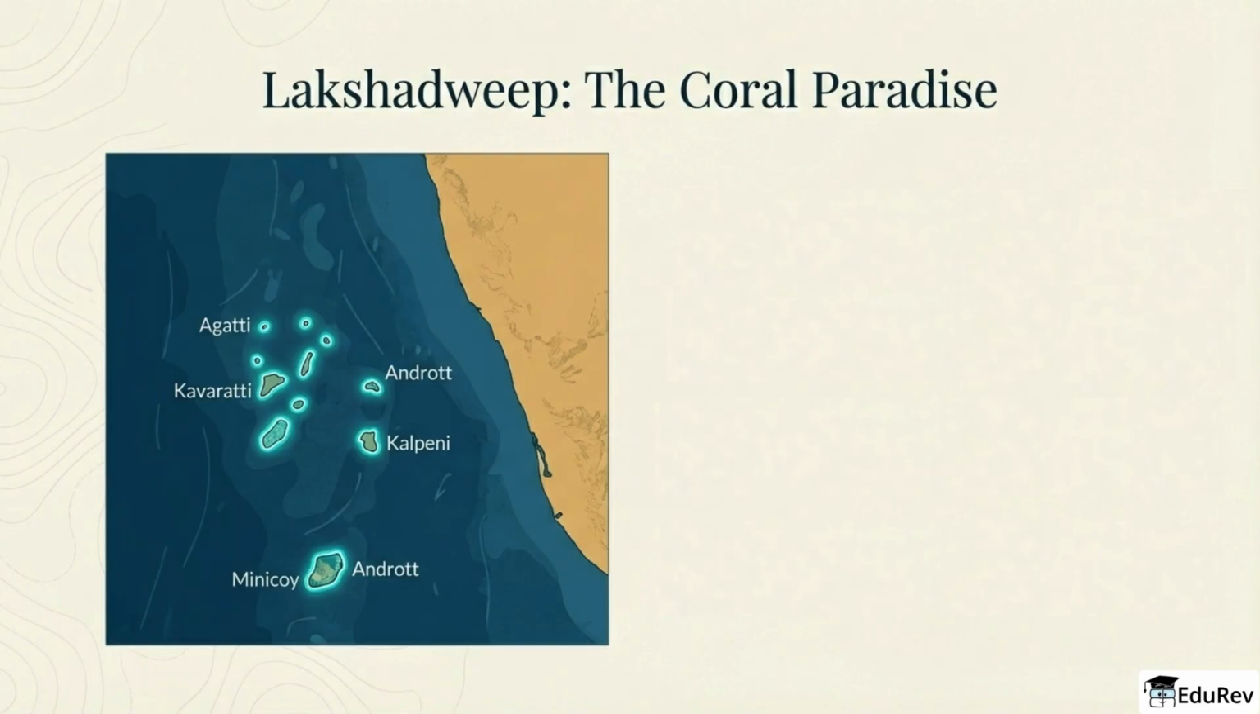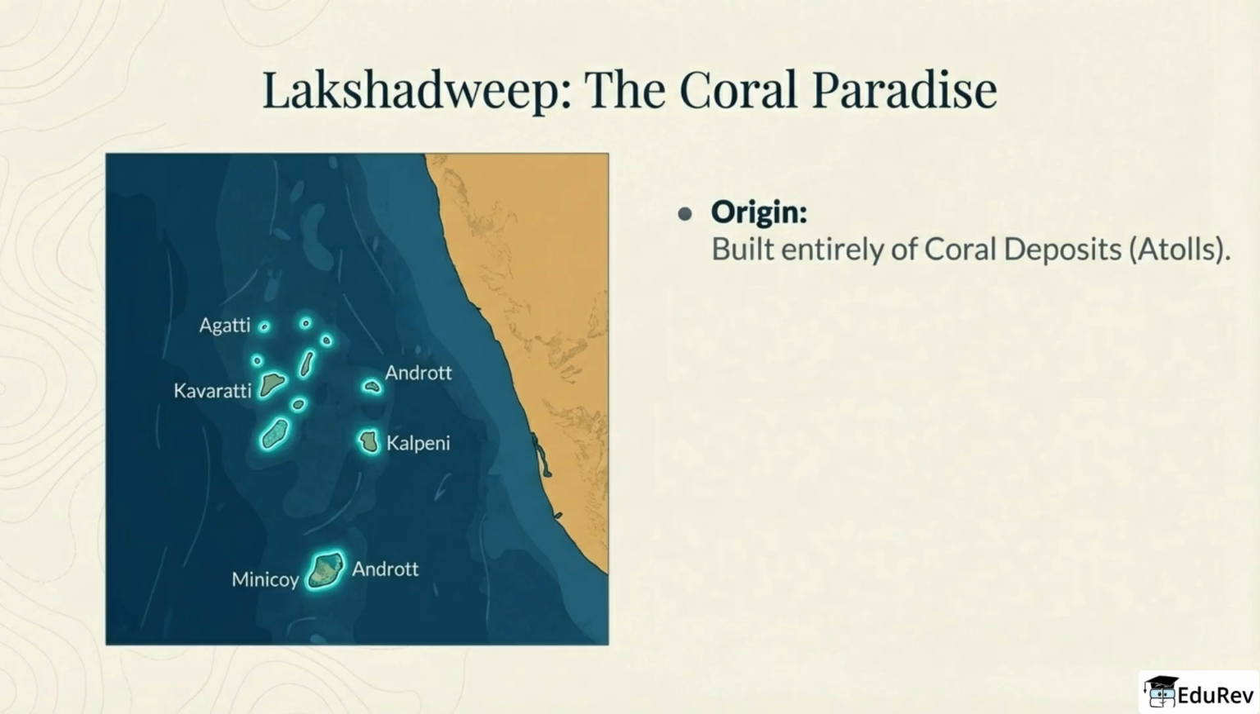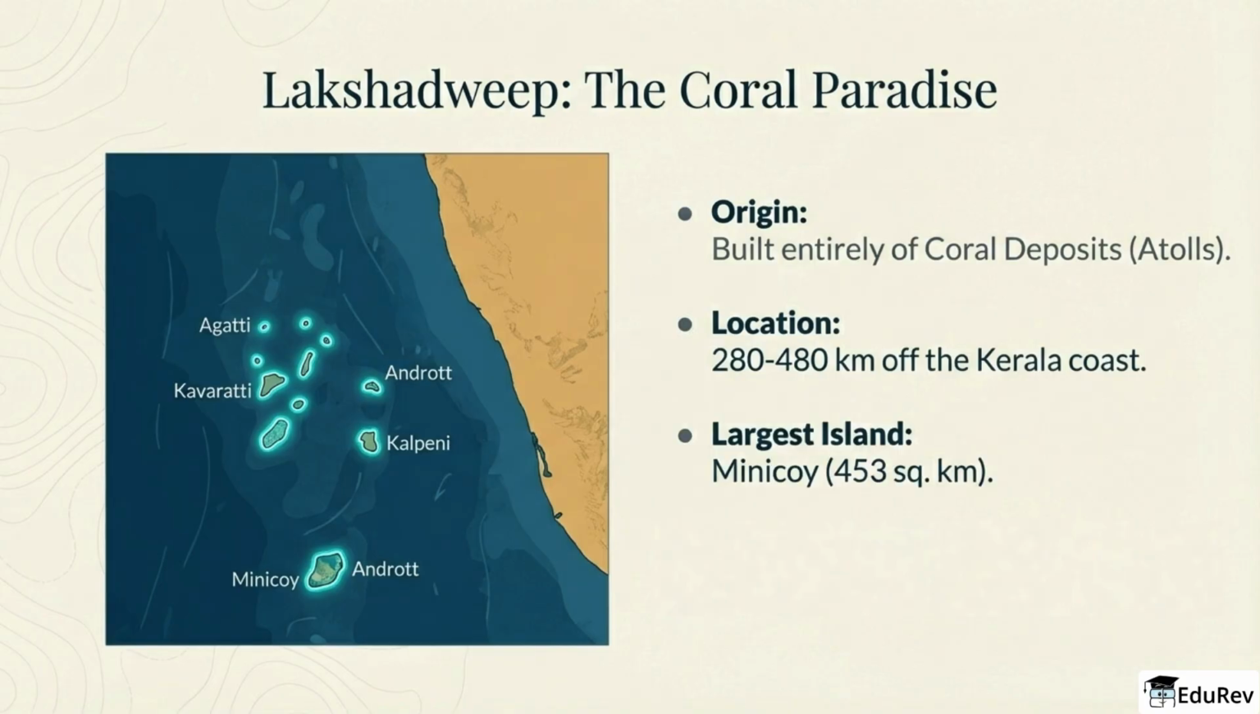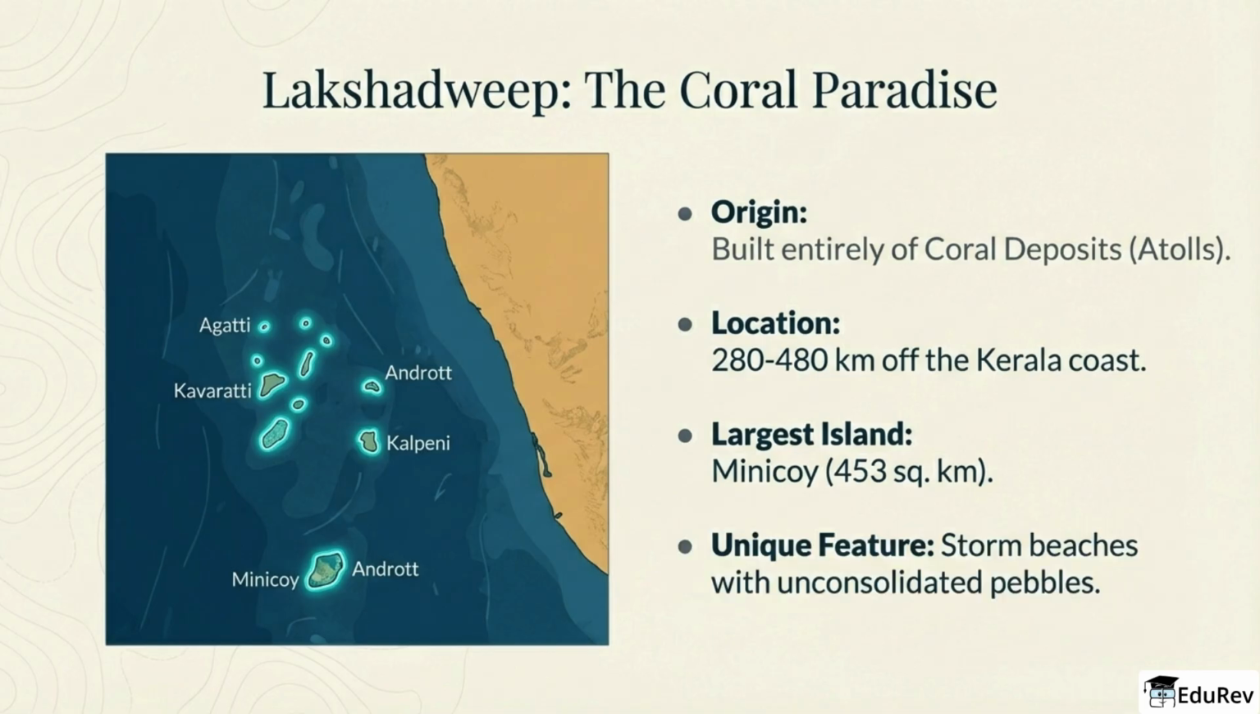Now end with Lakshadweep, called the coral paradise, and the defining word here is origin. It is built entirely of coral deposits, specifically atolls. Atolls are ring-shaped coral formations typically surrounding a lagoon, formed over time as corals grow upward around subsiding volcanic bases. Location-wise, it is 280 to 480 kilometers off the Kerala coast. The largest island mentioned is Minicoy, with 453 square kilometers. And a unique feature is storm beaches with unconsolidated pebbles.